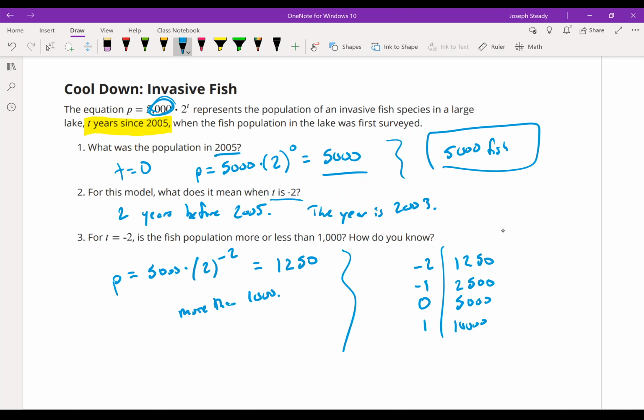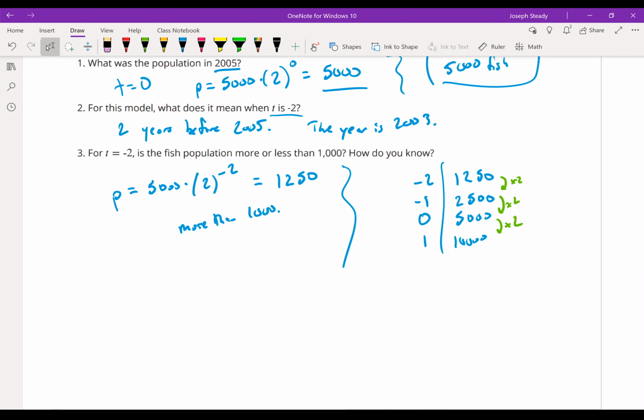Again, we're kind of going backwards with our pattern here. Right? In this direction, it's times 2, times 2, times 2. In the other direction, we're dividing. So in this case, again, we get the result that it is more than 1,000. Same answer both ways, you try it out.